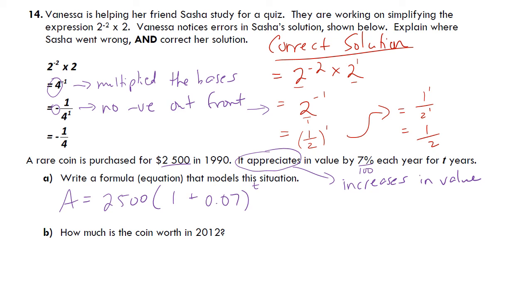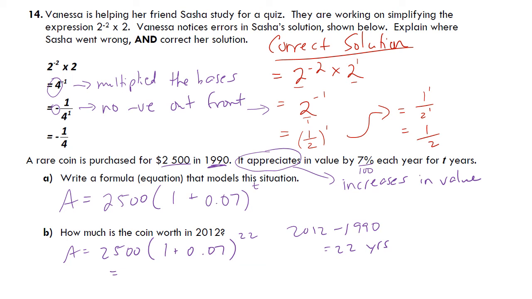How much is the coin worth in 2012? So A equals 2,500, 1 plus 0.07. Do not put 2012 in there. You're going to get a huge number. It starts in 1990. So to get your exponent, 2012 minus 1990, you should get 22. Then you enter that, so 22 years, in your calculator just like you see it.